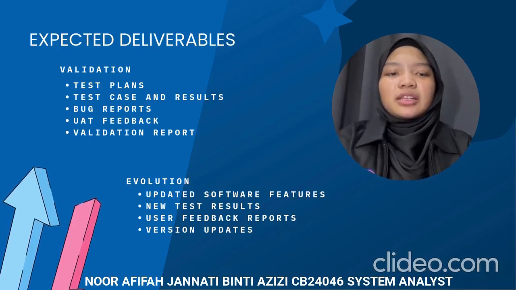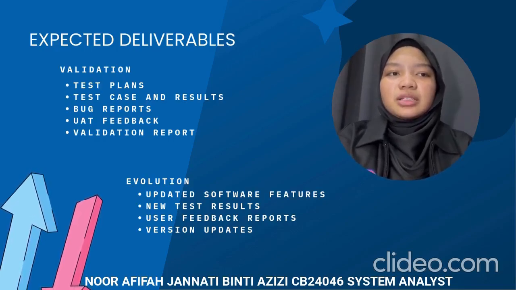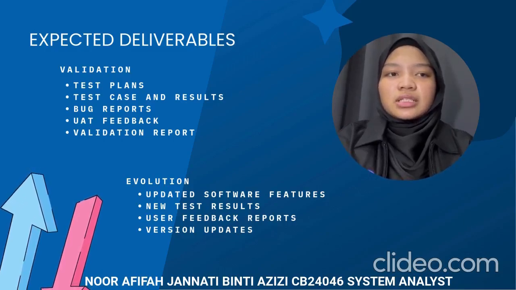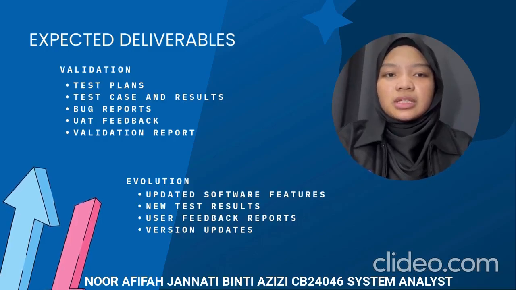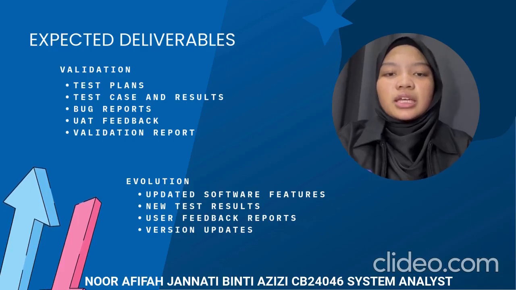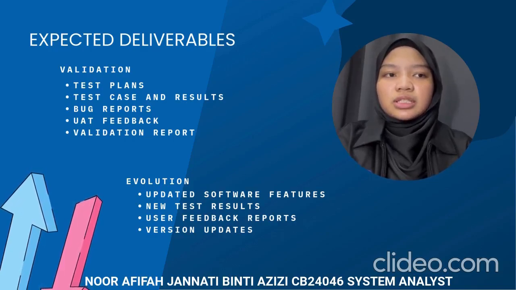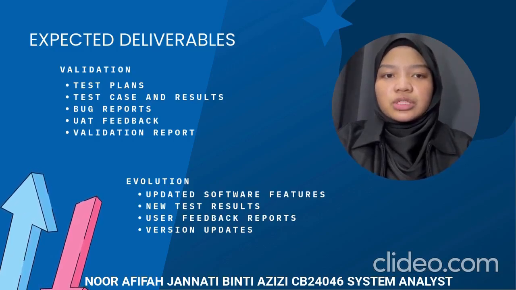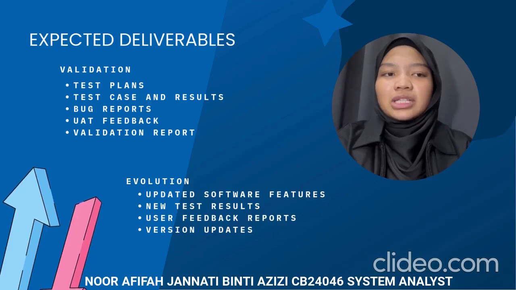Lastly, the expected deliverables for the evolution phase are updated software features. These updates should address any issues identified in previous phases, such as fixing bugs. Along with these updates, new test results are provided to ensure that the newly developed features work correctly and do not interfere with existing functionalities. User feedback reports are also important, showing how real users respond to the changes and whether the website meets their evolving needs. Last, version updates are delivered to track the ongoing improvements made to the website.